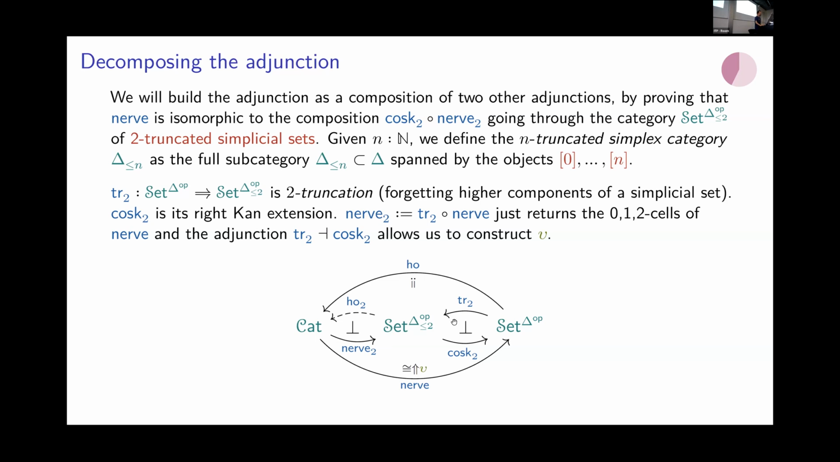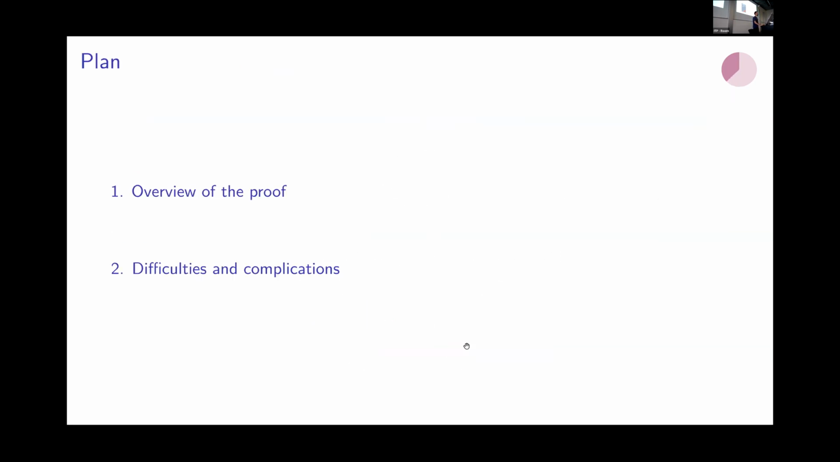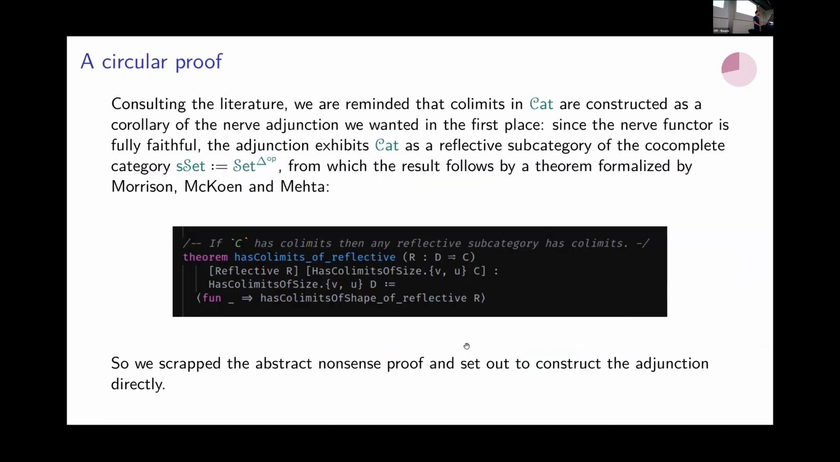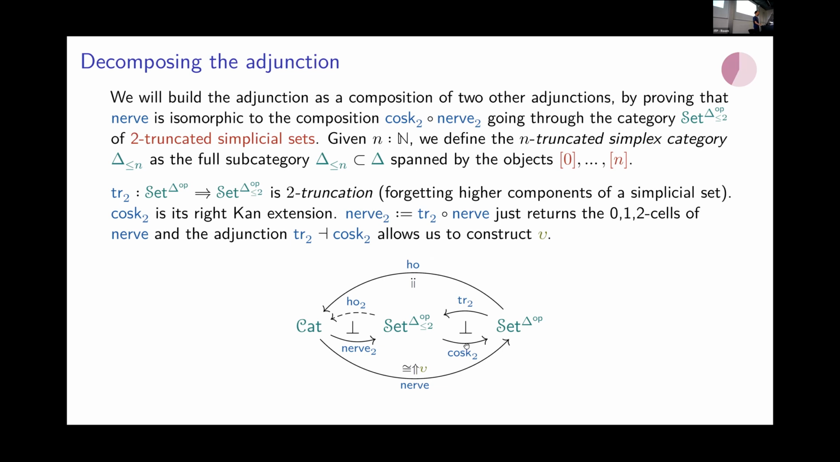And this TR2 has a right adjoint, which is this cosc2. We get this by the same abstract nonsense as before. Using this lemma, well, the co-version of this lemma, we get a right adjoint, using the right Kan extension instead of the left one. And that gives us this cosc2. And so what we really need to do is, well, we have to prove this isomorphism here. And then we also have to prove that this ho2 exists.